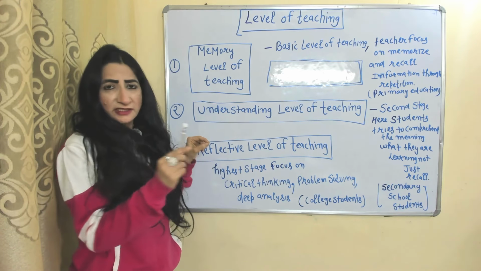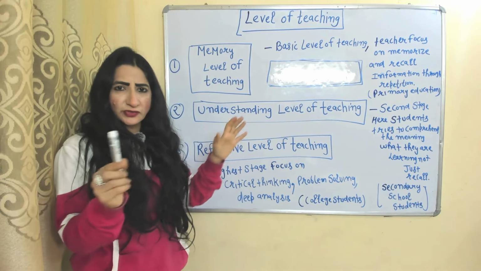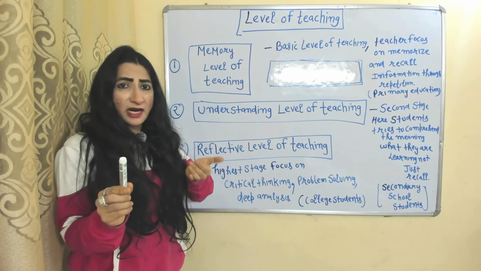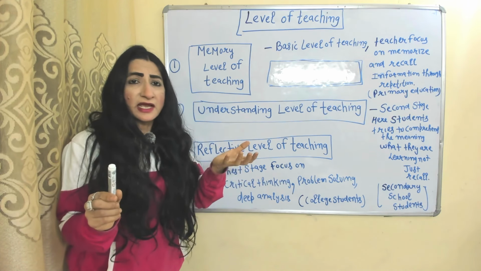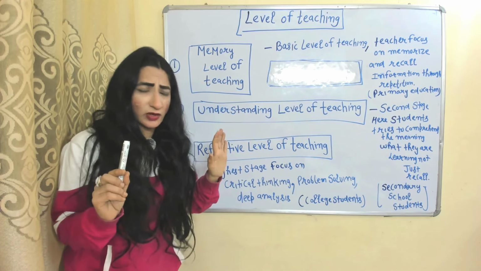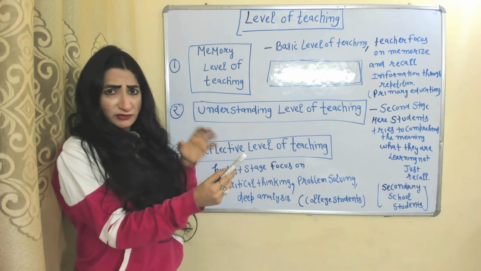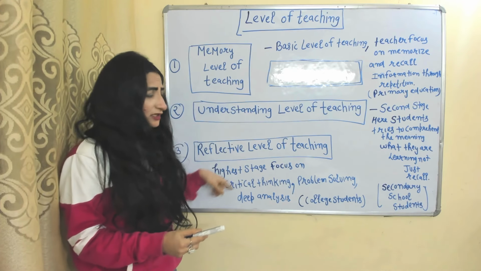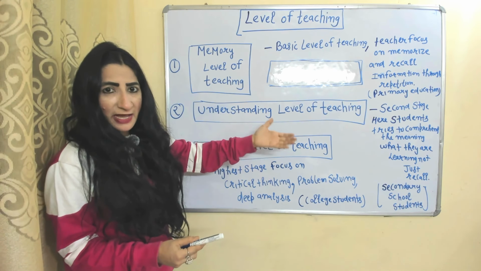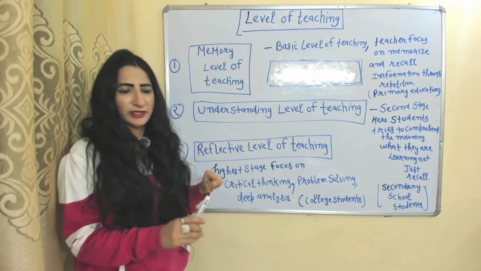Understanding level of teaching. This is the second stage of teaching, which is why we mainly use it for secondary school students. Here students try to comprehend, to understand the meaning of what they are learning, not just recalling. Reflective level of teaching. This is the highest stage of teaching, which mainly focuses on critical thinking, problem solving and deep analysis, and we mainly use it for college students.